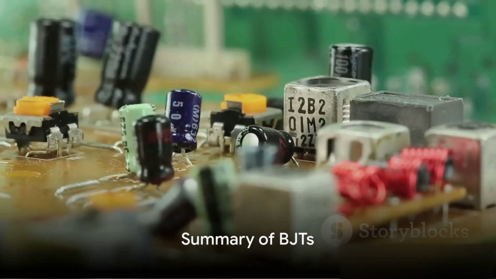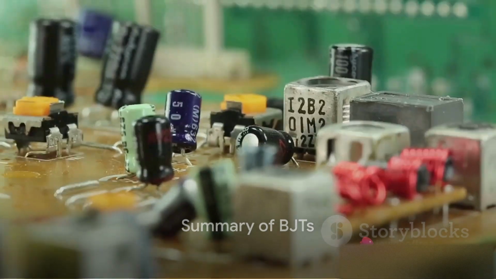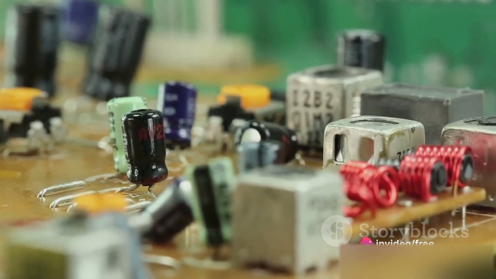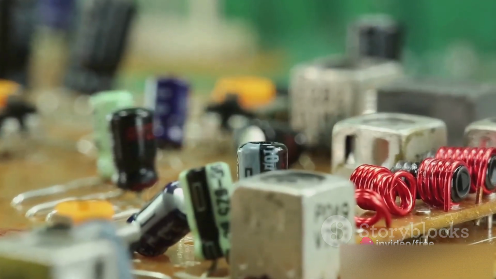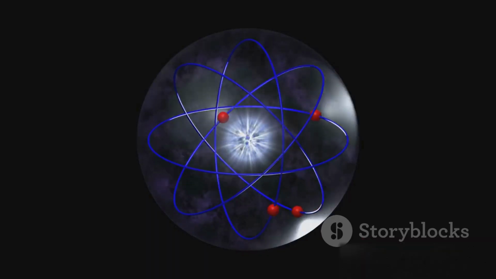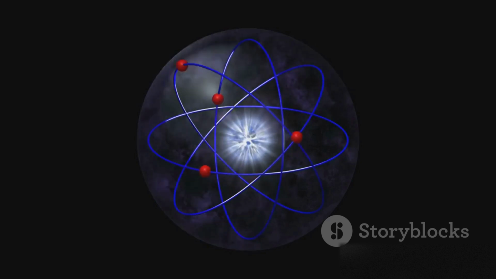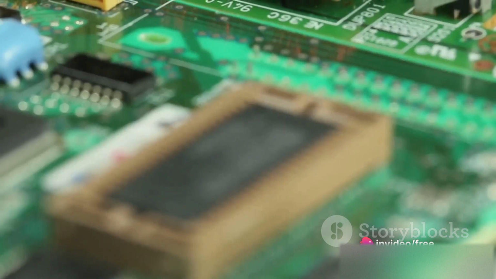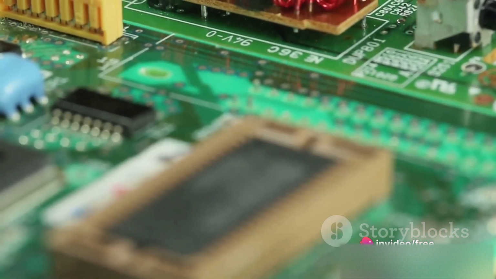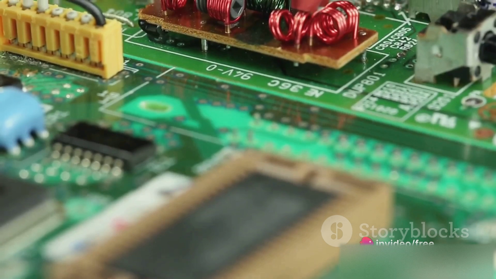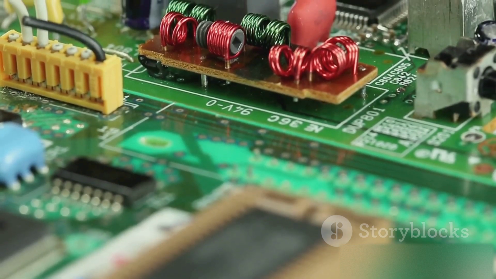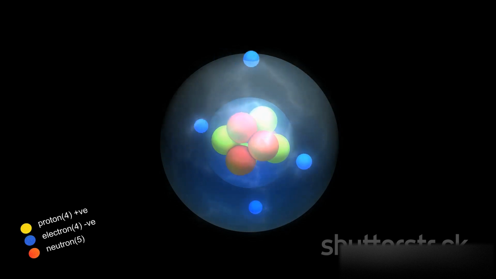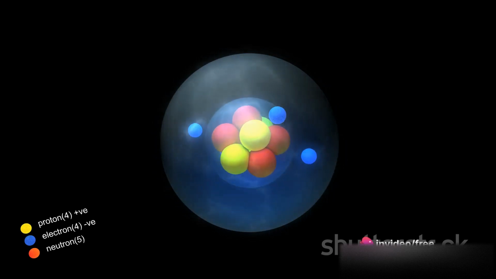To sum up, BJTs come in 2 flavors: NPN and PNP. NPN transistors have N-type semiconductors as the emitter and collector, with a P-type base sandwiched in between. They use electrons as the majority charge carriers, and current flows from the collector to the emitter. PNP transistors, on the other hand, have P-type semiconductors as the emitter and collector, with an N-type base in the middle. They use holes as the majority charge carriers, and current flows from the emitter to the collector.